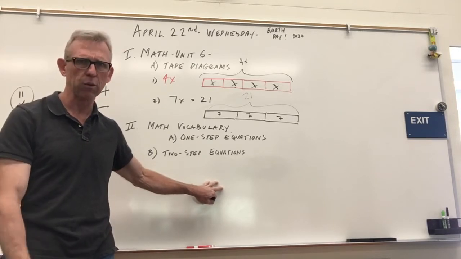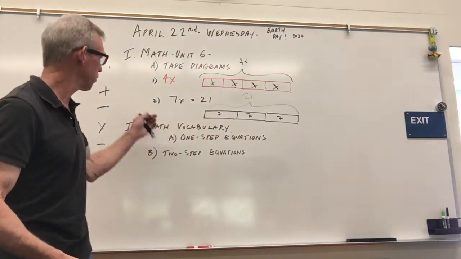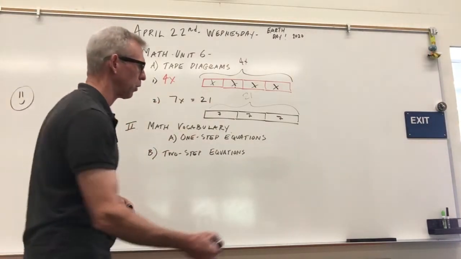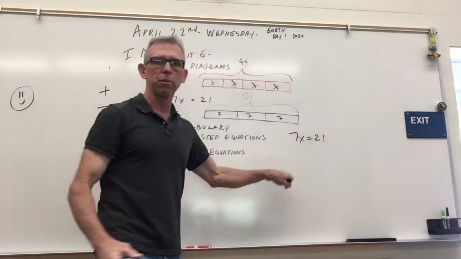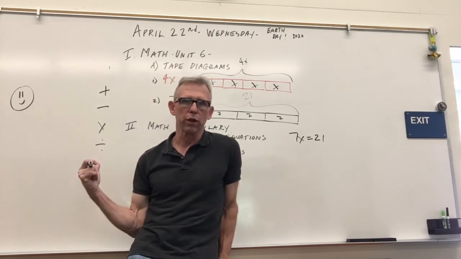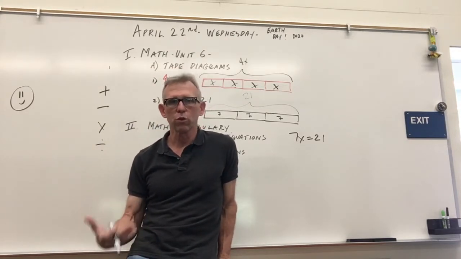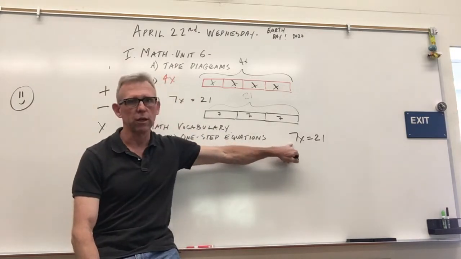The 2-step, we're not going to get there yet. But the 1-step equation, well, let's use this as an example. 7x equals 21, perfect example. You're looking at a 1-step equation. You're saying, okay, for my algebra toolbox, which is over here, which one of those tools do I need to undo the multiplication that I see going on here?